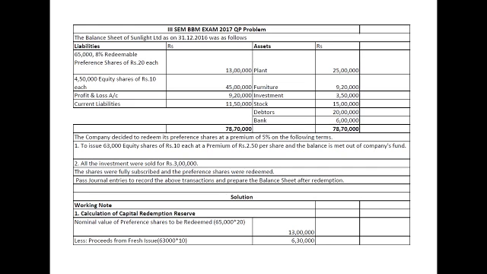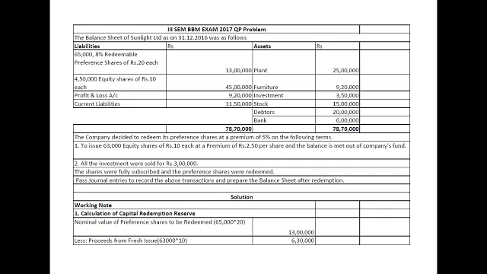The company is having 65,000 8% redeemable preference shares of rupees 20 each. Value is 13 lakh, and existing 4,50,000 equity shares they are having at rupees 10 each. Then in their profit and loss account balance, they are having 9,20,000. Liabilities they are given, and some information about assets: plant, furniture, investment, stock, bank balance.